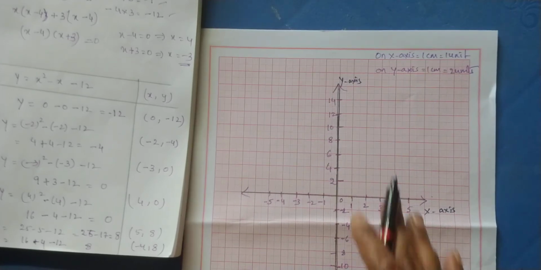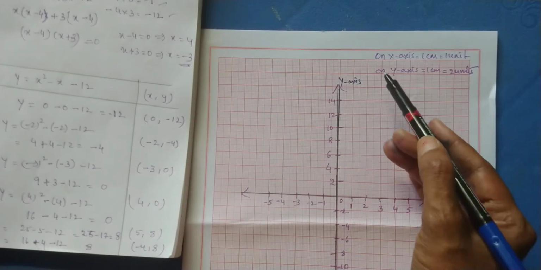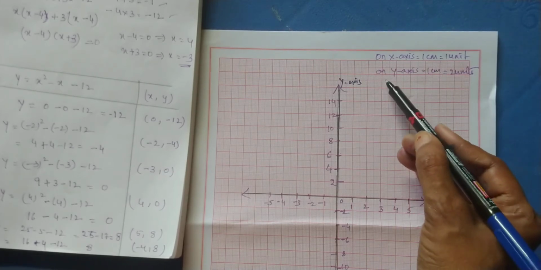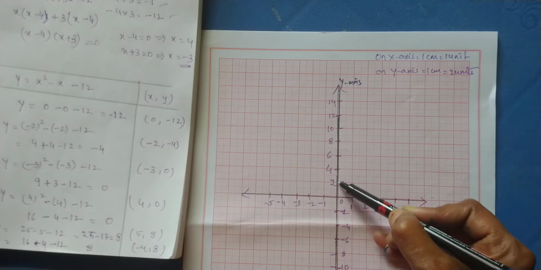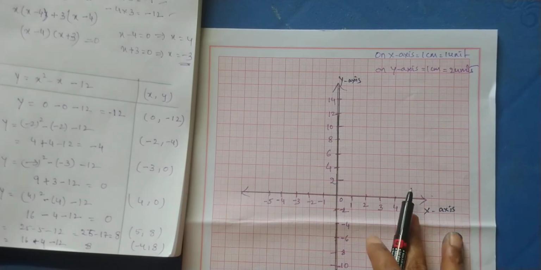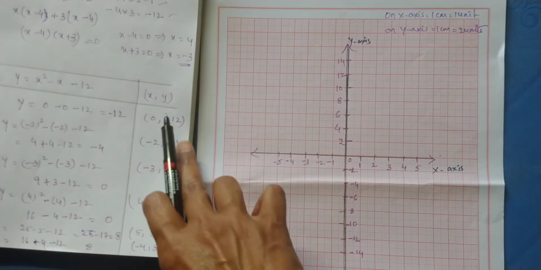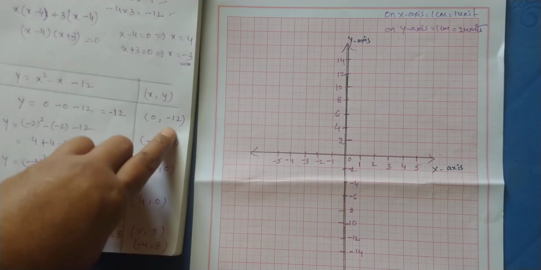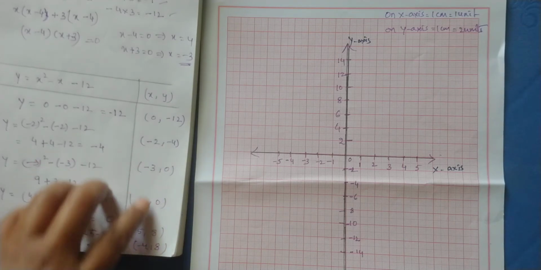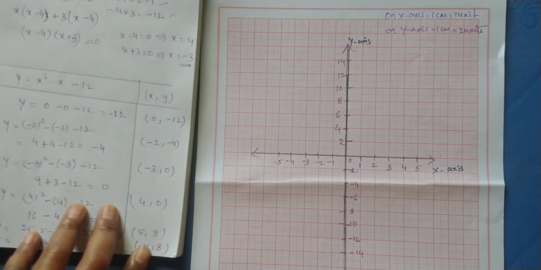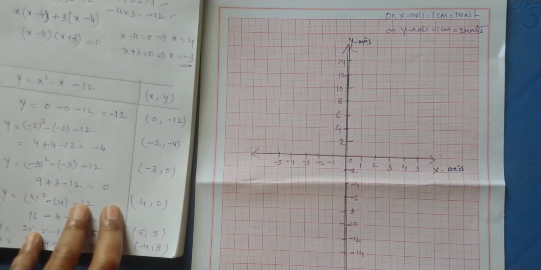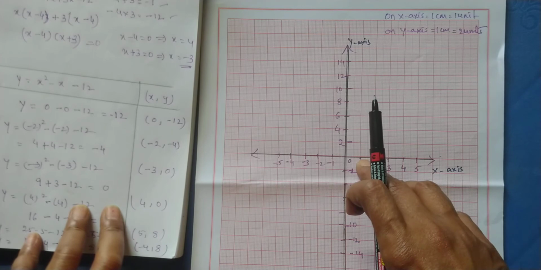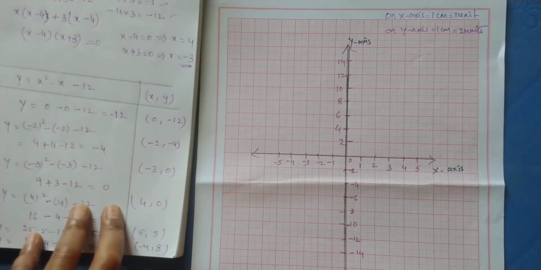The scale of the graph is on the x-axis 1 centimeter is equal to 1 unit, and on the y-axis 1 centimeter is equal to 2 units. Let us draw the graph. Why? Because the y coordinates are bigger here. The highest value on the negative side is -12, and on the positive side 8 is the bigger value. So that's why the y-axis is a little lengthy, and we have reduced it by taking 1 centimeter equal to 2 units.